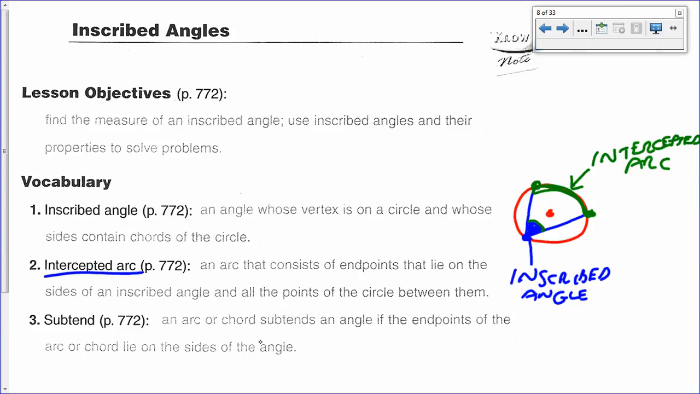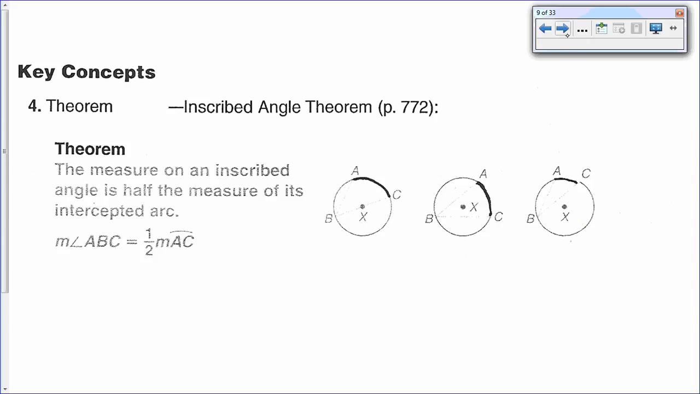Subtend is an arc or a chord. It subtends an angle if the endpoints are on the sides of the angle. Okay, so this is the same. It's very similar to inscribed. They use subtending sometimes. All right, here's the inscribed angle theorem.